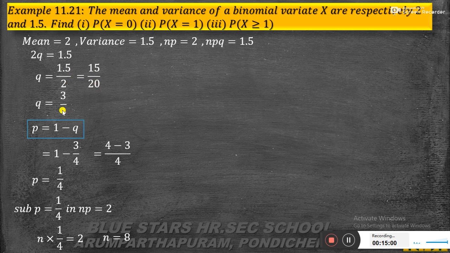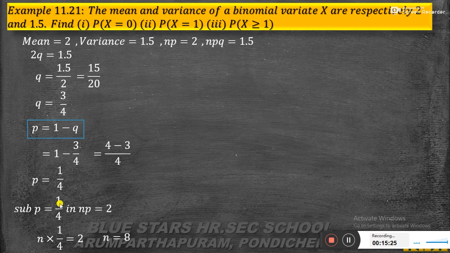Therefore q equal to 15 by 20, and we divide this by 5. 5 3s are 15, 5 4s are 20, so 3 by 4. q equal to 3 by 4. Therefore p equal to 1 minus q. So 1 minus 3 by 4, 4 minus 3 means 1 by 4. p equal to 1 by 4, q equal to 3 by 4.